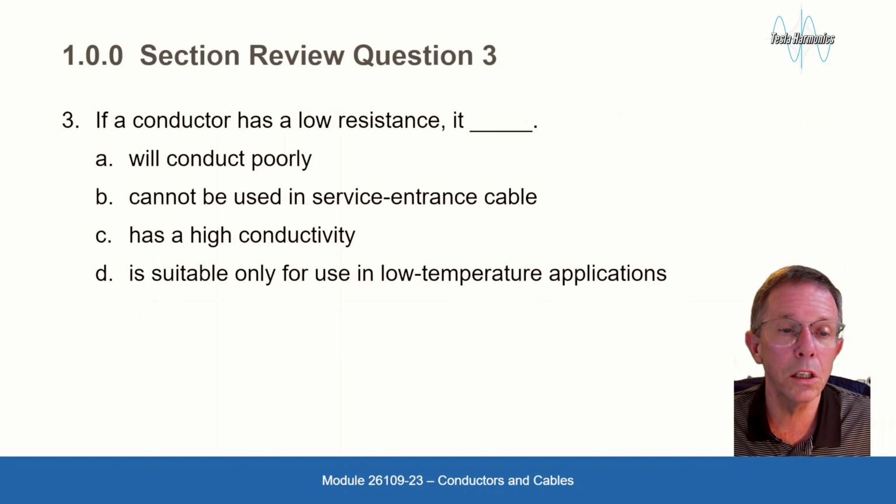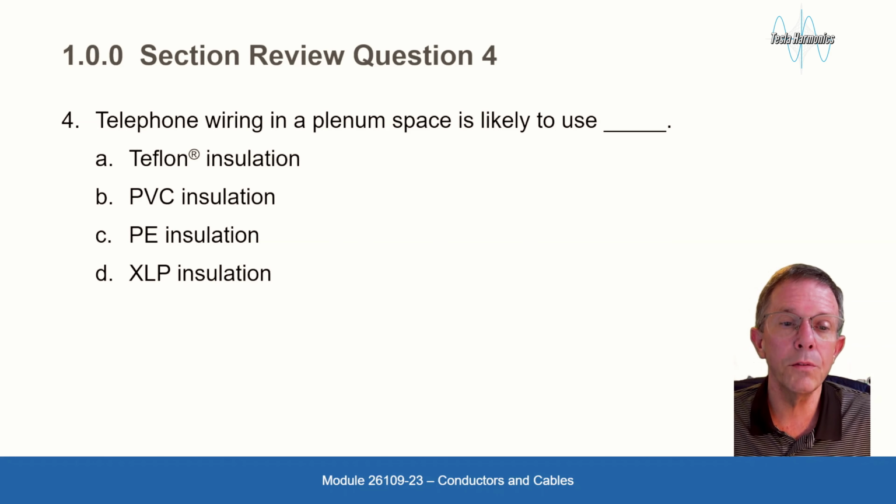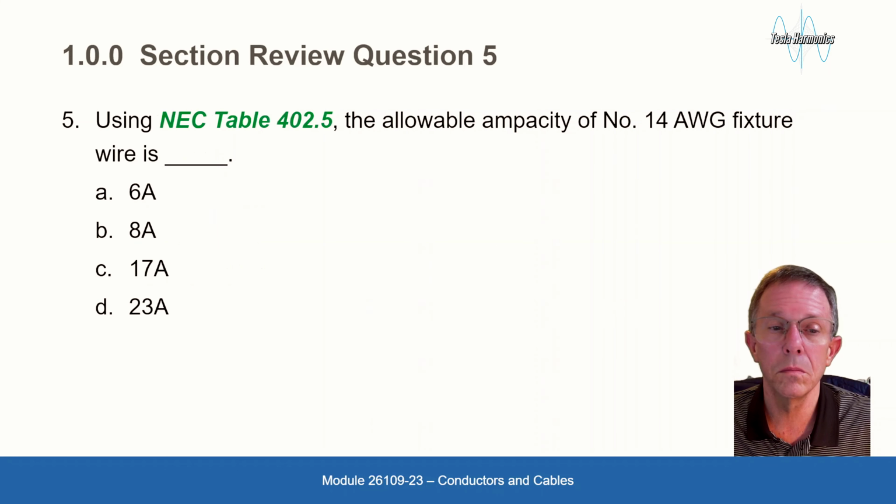If a conductor has low resistance, it will conduct poorly. It cannot be used as a service entrance cable. It has high conductivity. It is suitable for use in low temperature application. That would be C, has a high conductivity. Telephone wiring in a plenum space is likely to use Teflon insulation, PVC insulation, PE insulation, or XLP. That would be A, Teflon insulation.